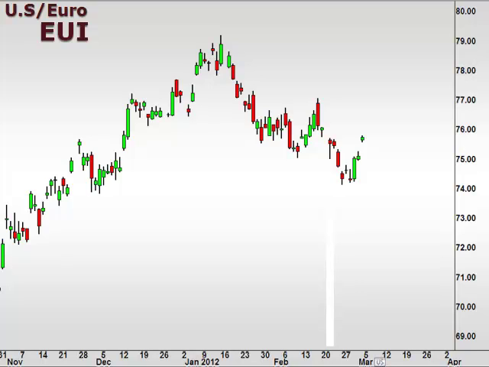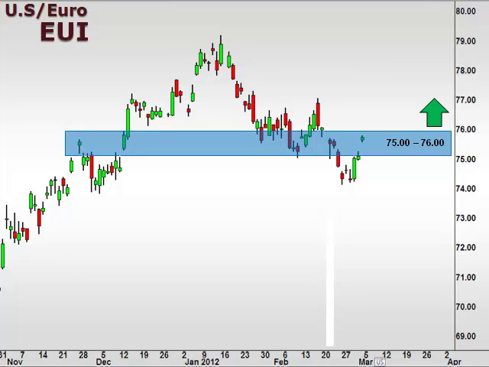Let's take a look at the EUI, the U.S. dollar versus the euro. The EUI appears to have broken a short-term downtrend, and a break above the 75-76 focal zone should signal a tradable move to the upside.